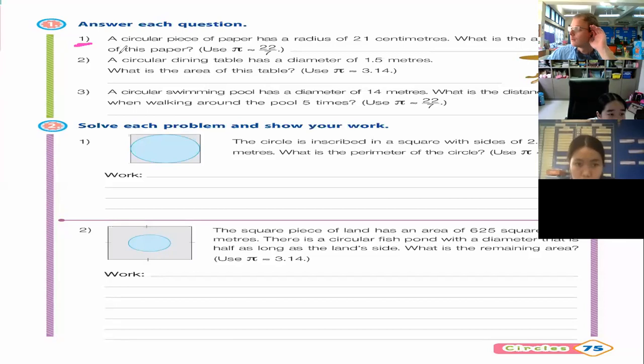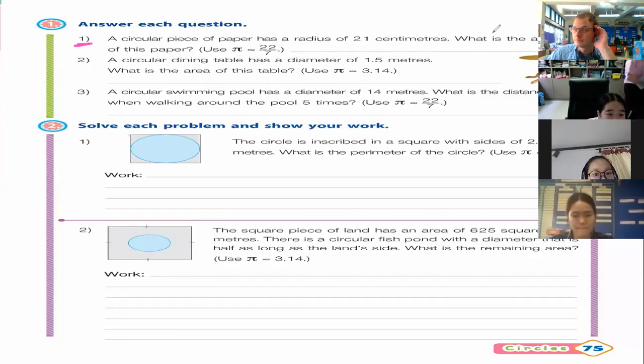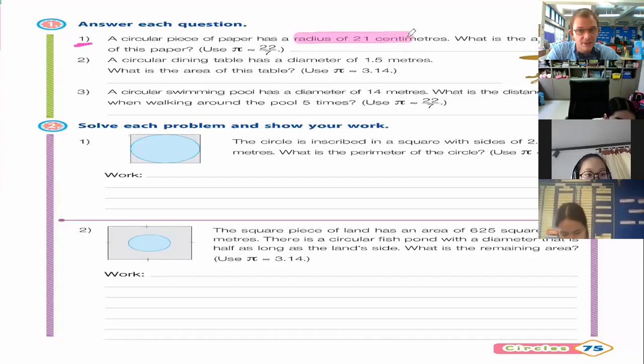A circular piece of paper has 21 centimeters. The area of this paper. Excellent, excellent. So how will we calculate this? What is the formula we will use? Pi r squared. Pi r squared. Because look, here we already have the radius. They give us the radius and they ask us what is the area of this paper.